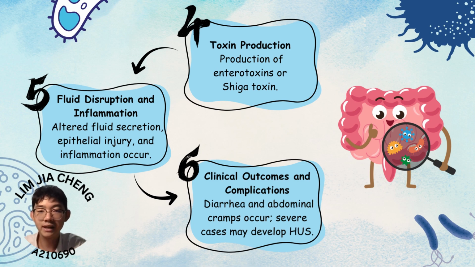And at last, clinical outcomes and complications develop. This mechanism results in symptoms such as watery or bloody diarrhea, abdominal cramps, fever, and dehydration. In several cases, the Shiga toxin may enter the bloodstream and cause severe complications such as hemolytic uremic syndrome, or HUS.